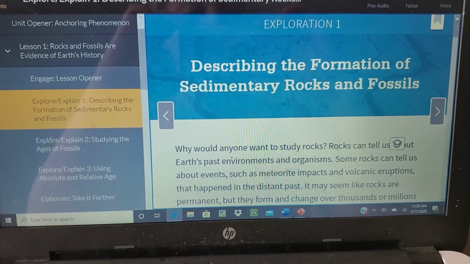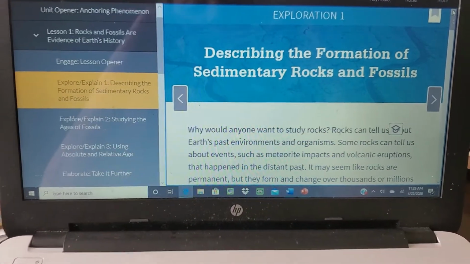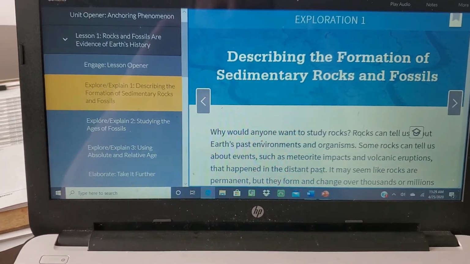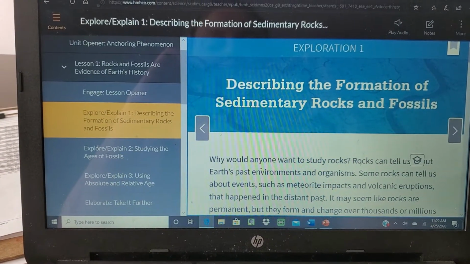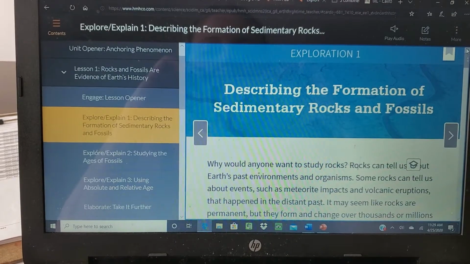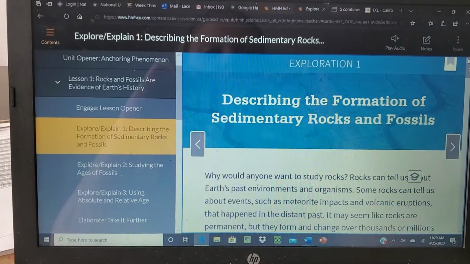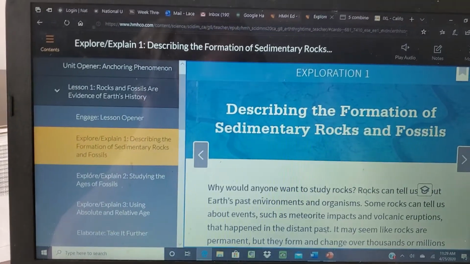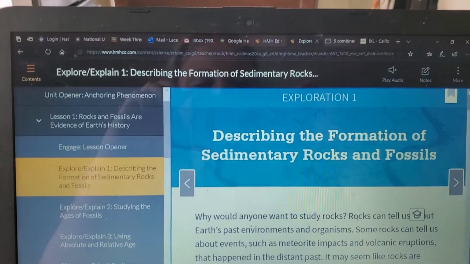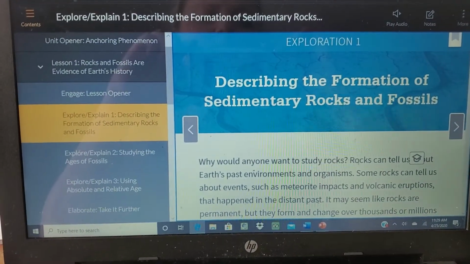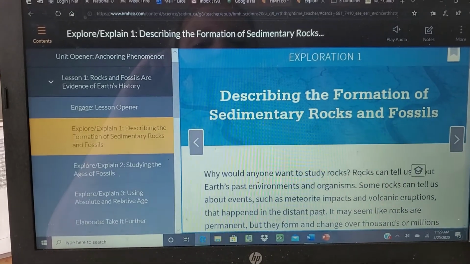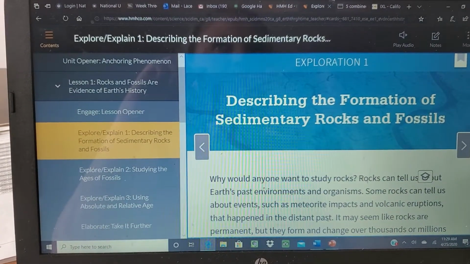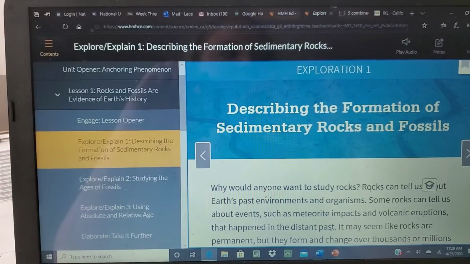So describing the formation of sedimentary rocks and fossils, I want you guys to take a minute and read it, and then share with a partner what you think. You can share in your own little chat rooms. I want you to talk about sedimentary rocks and why anyone would want to study these rocks. So why are we studying rocks? What is the point of studying rocks?